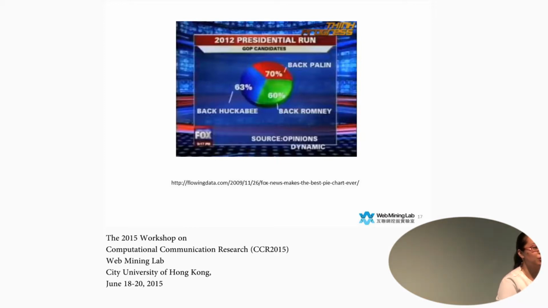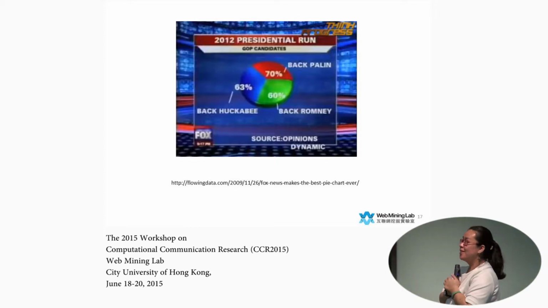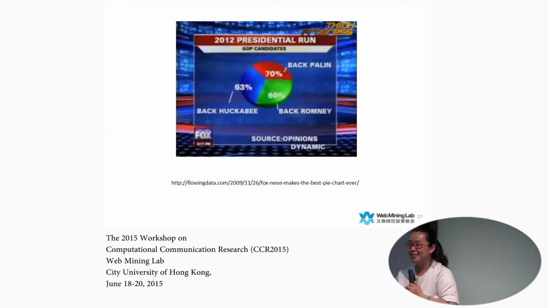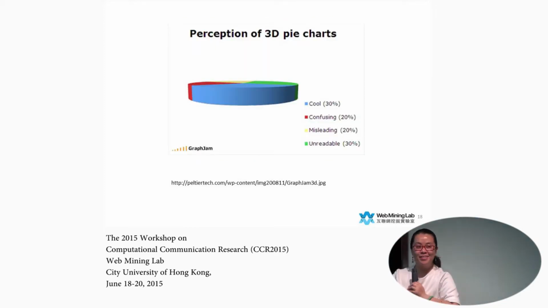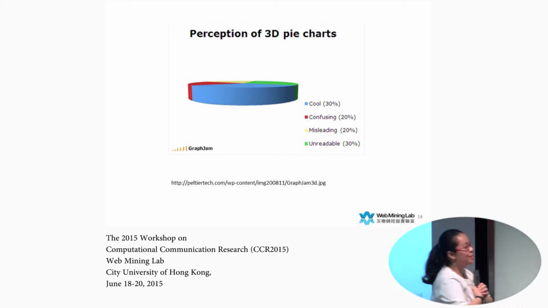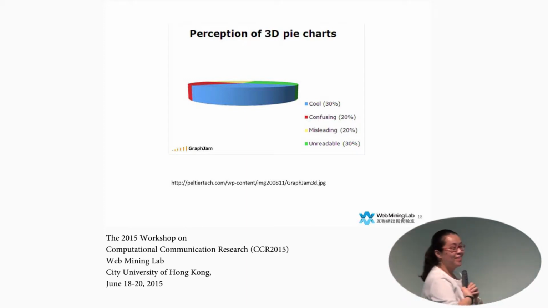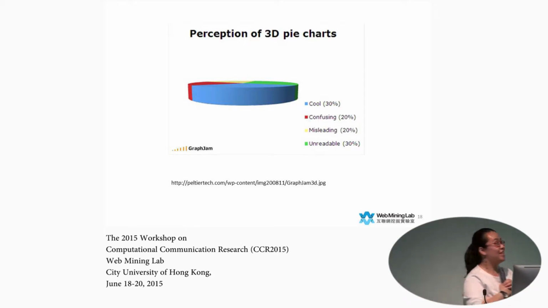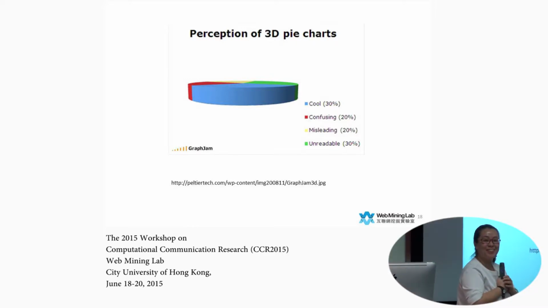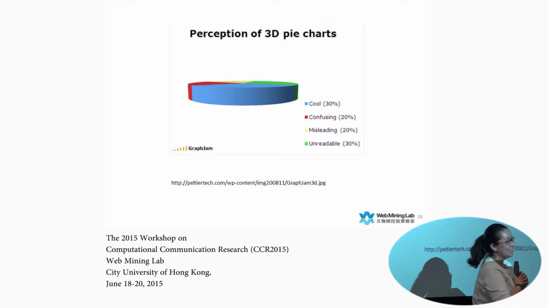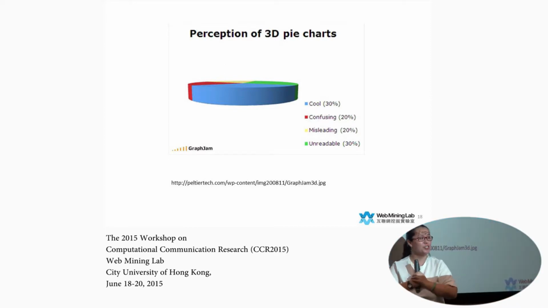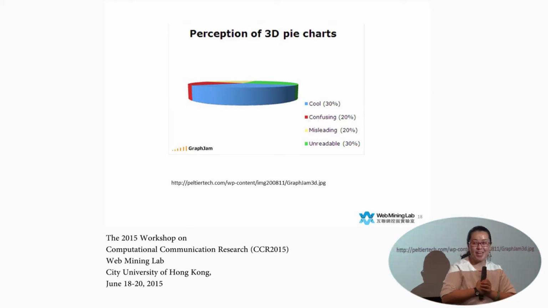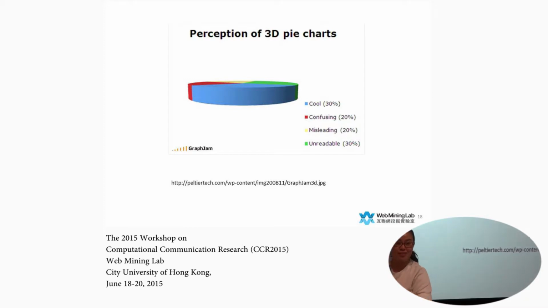What's wrong with this visualization? What's wrong with the visualization? The proportions, right? The proportions. And this one, right? So what's wrong with this one? 3D pie charts. Cool, right? But this visualization is not functional. You cannot tell the information from this visualization.